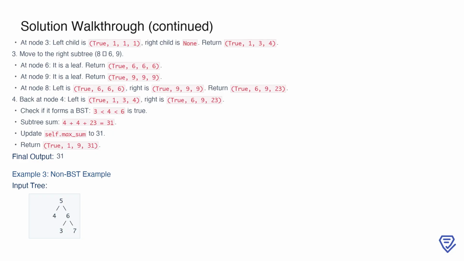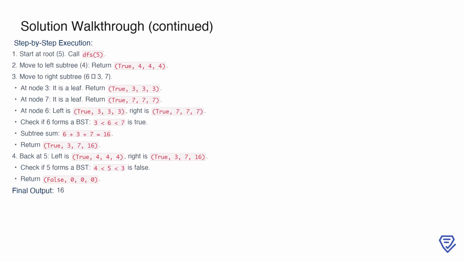Finally, we return to the root node, 4. At node 4, the left subtree is a valid BST with a sum of 4, and the right subtree is a valid BST with a sum of 23. We verify the BST property, the maximum value from the left subtree, 3, is less than 4, and 4 is less than the minimum value from the right subtree, 6. Since this condition is satisfied, the entire tree is a valid BST.